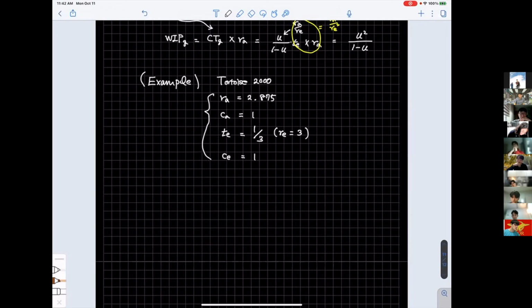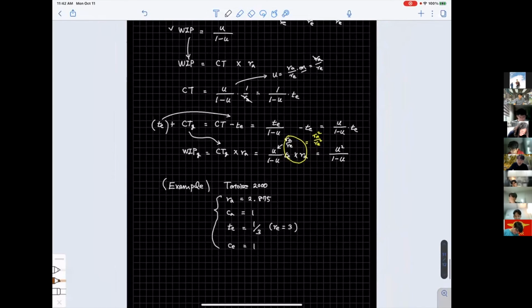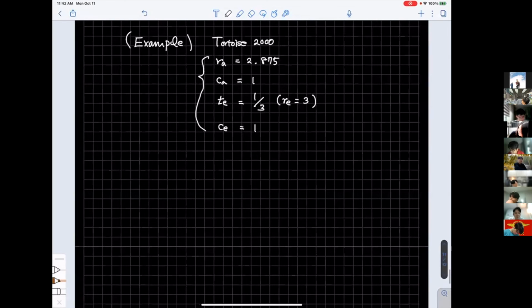Okay, then please calculate the WIP, CT, and also WIPq and CTq. Somebody says 1. The buffer size will be 1, do you think? Now please calculate the actual number by use of this formula. And if you finish the calculation, then tell me your result.